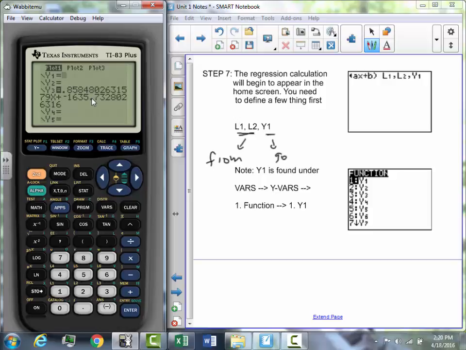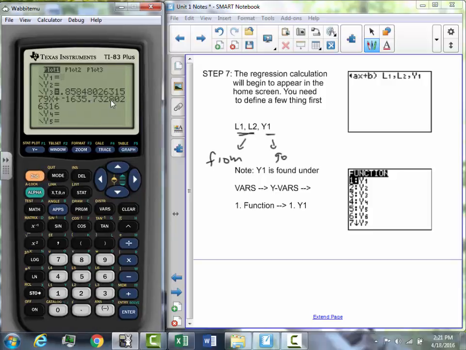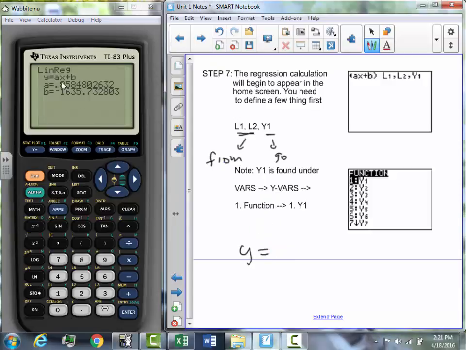Does everybody have the equation that starts with like 0.858, something like that? And then there's like a negative 1635. Hopefully you have the same numbers I do. If you want to try to write out the equation, it's very difficult sometimes to write the equation out from Y3. So if you go back to that screen, hopefully you can find a screen like this. This might tell you how to write out the equation. And I don't want you to write out every single number, but the equation might be something like Y equals A. Okay, well, what's A? A is 0.858.